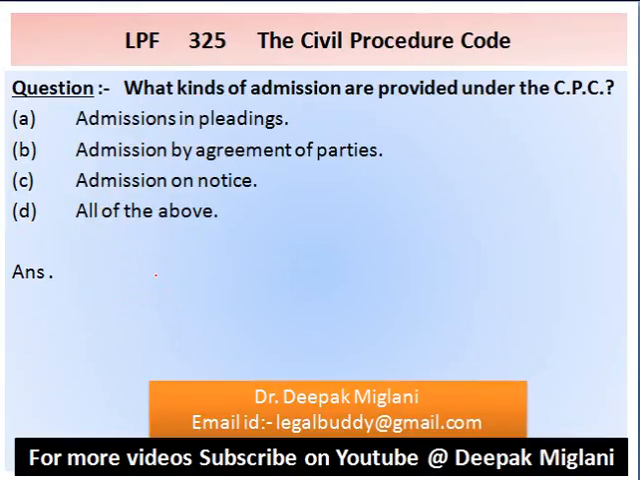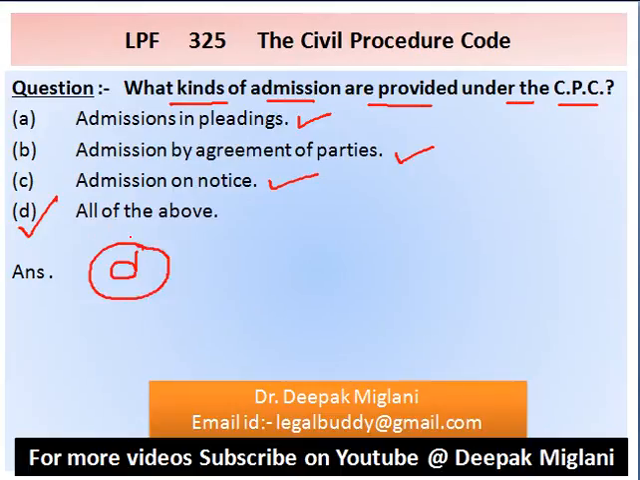Question number 325. What kinds of admission are provided under the CPC? Option A. Admissions in pleadings. Option B. Admission by agreement of parties. Option C. Admission on notice. So the answer is option D, all of the above. Option D is the answer.